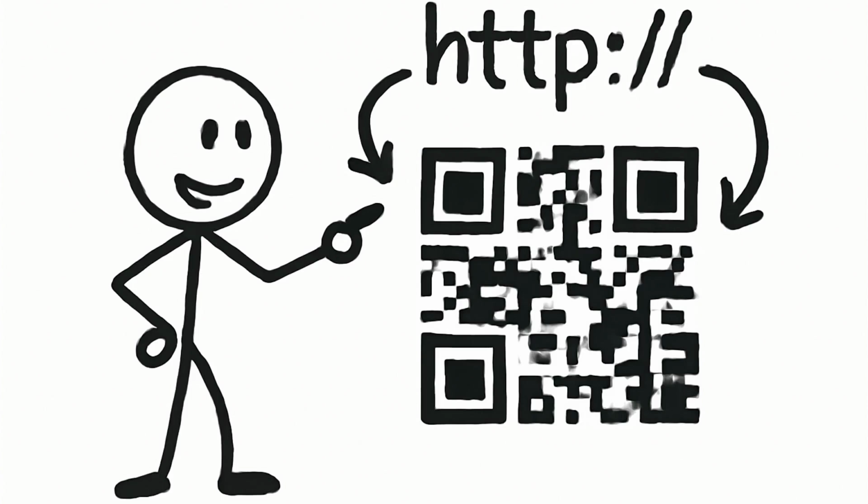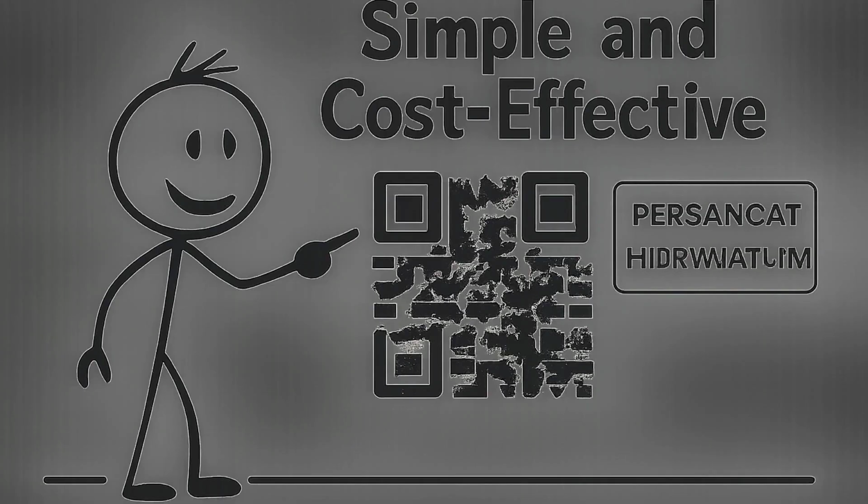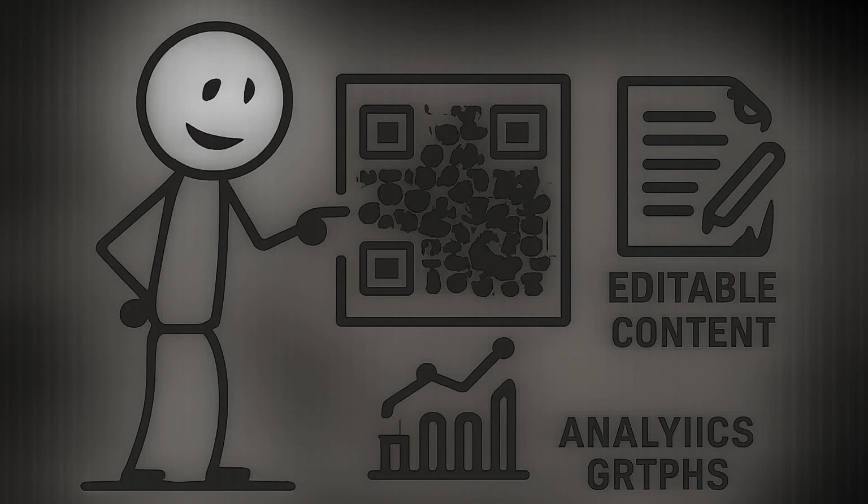They store a short URL that redirects to the actual content, enabling changes without altering the QR code itself. Static QR codes offer several advantages: simple and cost-effective, no need for a subscription service, ideal for permanent information. Dynamic QR codes provide flexibility and insights, editable content, trackable scans for analytics, ideal for marketing campaigns.